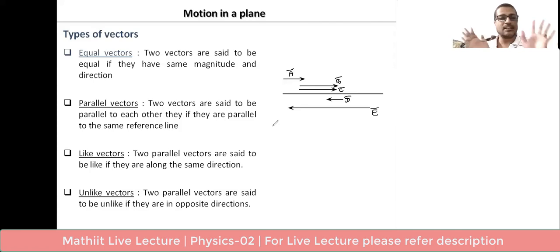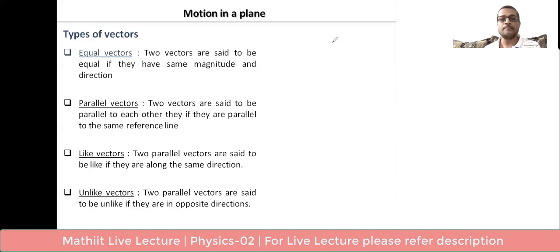Now, is this idea clear? Right. Should parallel vectors be like vectors? Not necessary. Should parallel vectors be unlike vectors? Not necessary. Should like vectors be parallel vectors? Yes. Should unlike vectors be parallel vectors? Yes. That is very important. Unlike vectors should also be parallel. A bar is unlike E bar, but still both of them are parallel to this reference.